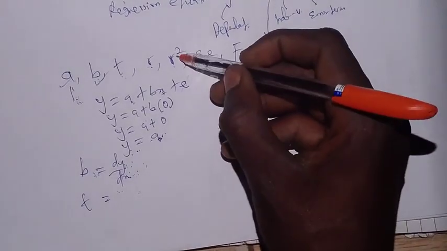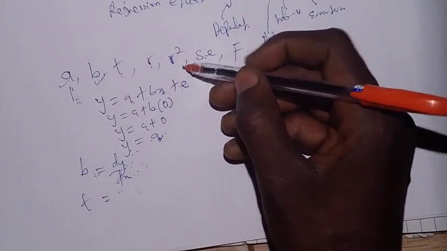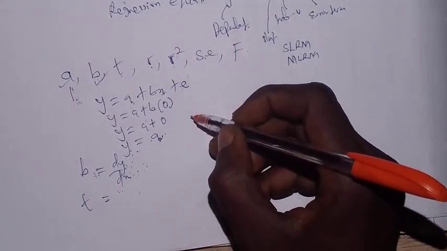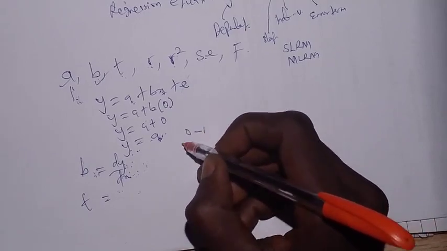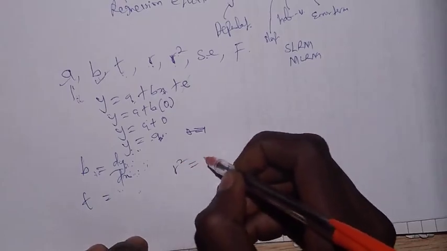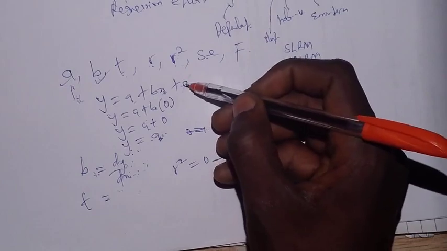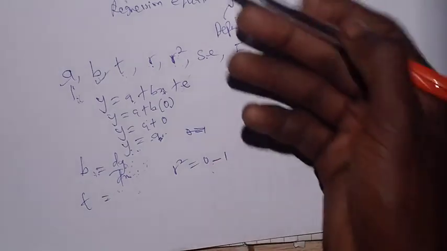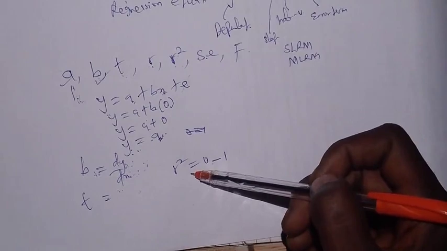Then next is R squared. R squared is the coefficient of determination. It ranges between 0 and 1. It determines the amount of change caused by the independent variable on the dependent variable. This is R squared, the coefficient of determination.